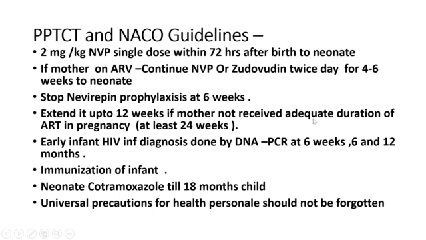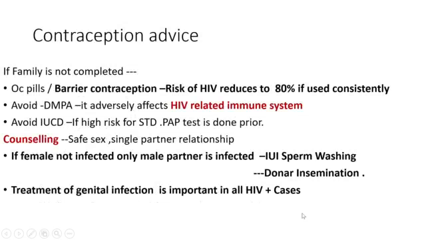This applies if the mother has not received adequate ART in pregnancy, meaning she has not received therapy for at least 24 weeks. Early infant HIV diagnosis is done by DNA PCR at 6 weeks, 6 months and 12 months. Immunization of the infant is done as usual, and neonatal cotrimoxazole prophylaxis is carried out until 18 months of age. Universal precautions for health personnel should not be forgotten.